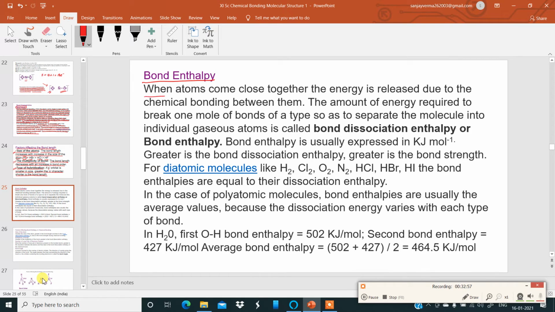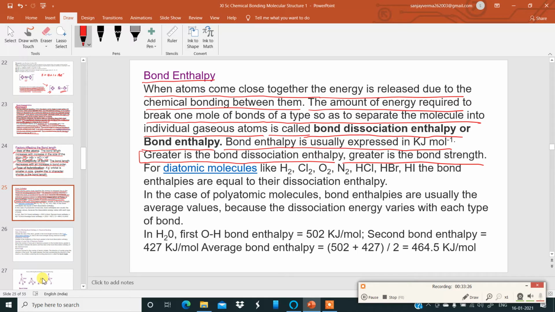Now when atoms come close together, energy is released due to the chemical bonding between them. The amount of energy required to break 1 mole of bonds of a type so as to separate the molecules into individual gaseous atoms is called bond dissociation enthalpy or bond enthalpy. This bond enthalpy is generally expressed in kilojoules per mole. Remember, greater is the bond dissociation enthalpy, greater is the bond strength. You can see this important sentence under bond enthalpy: greater is the bond dissociation enthalpy, greater will be the bond strength.